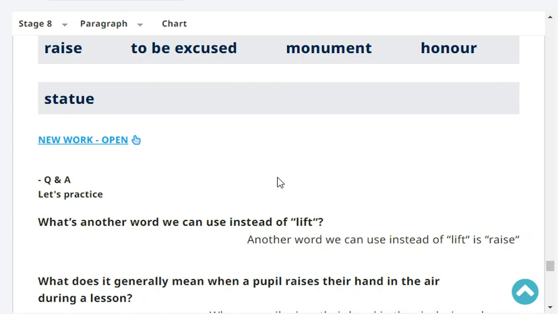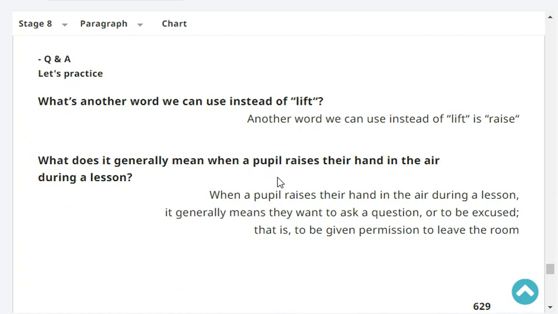What's another word we can use instead of lift? Another word we can use instead of lift is raise. Very good.